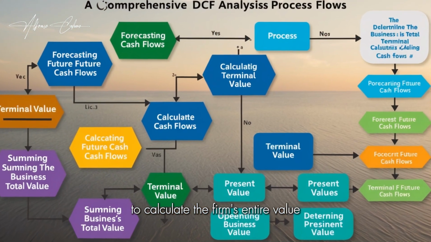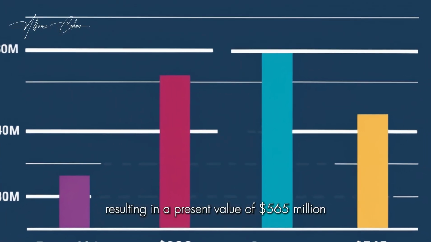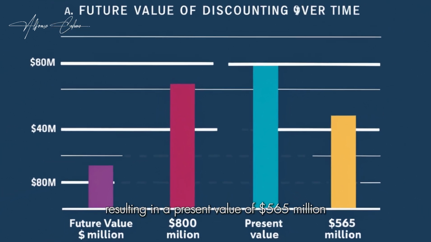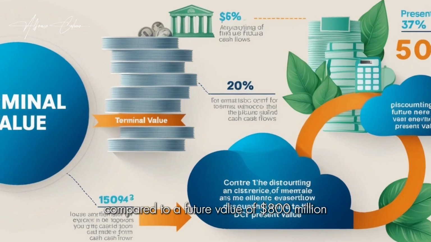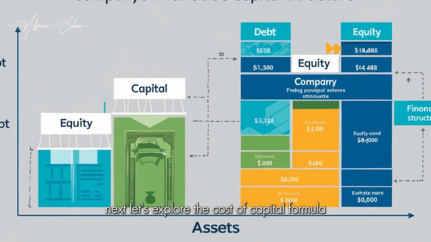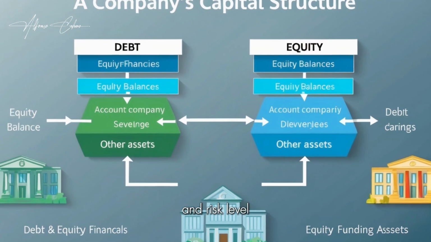To calculate the firm's entire value, sum these present values, resulting in a present value of $565 million compared to a future value of $800 million. Next, let's explore the cost of capital formula, which depends on a business's capital structure and risk level.